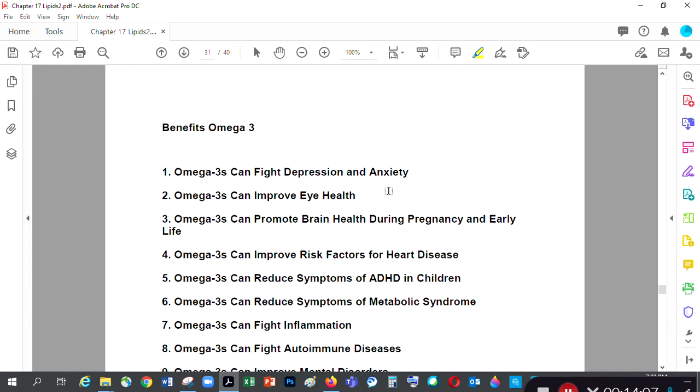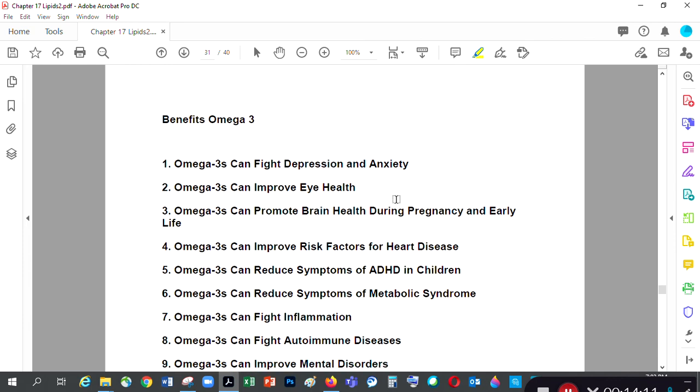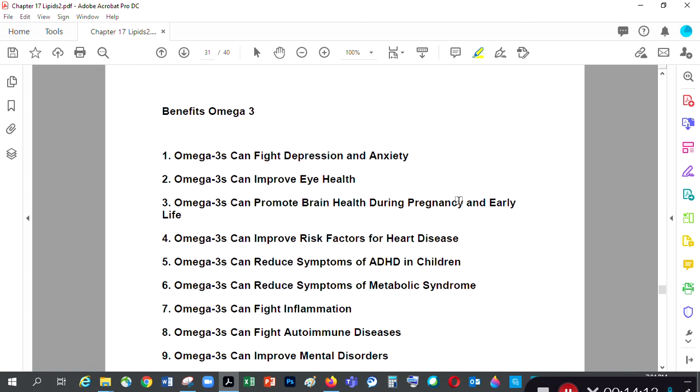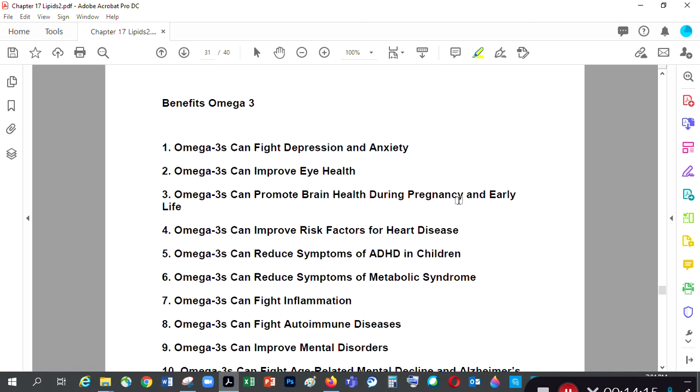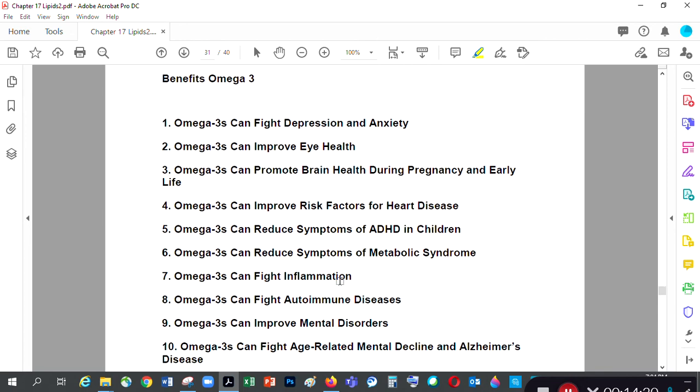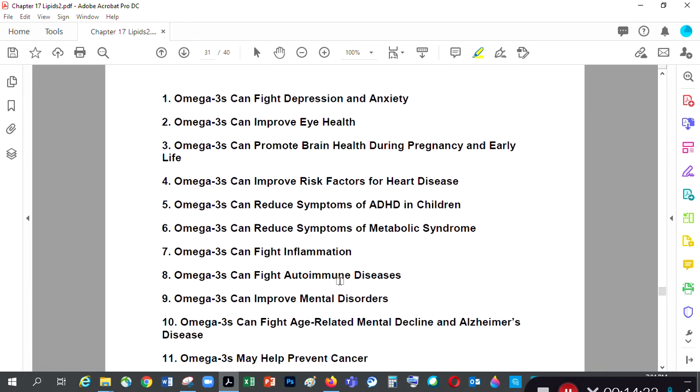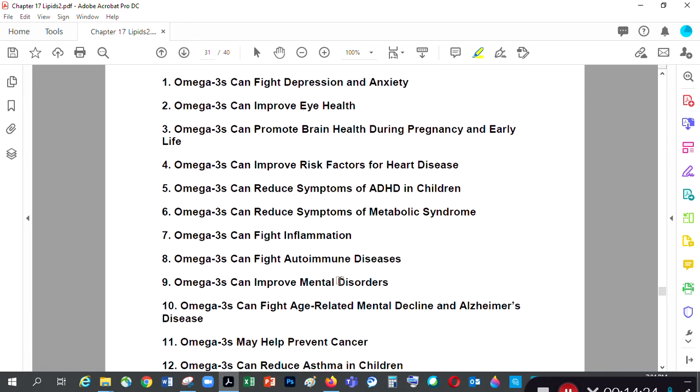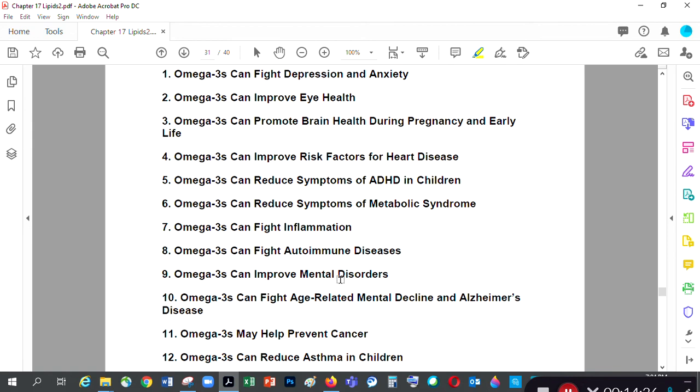They improve eye health, correct? They promote brain health during pregnancy and early childhood. They improve risk factors for heart diseases. They reduce symptoms of ADHD in children. They reduce symptoms of metabolic syndrome. They fight inflammation. They can fight autoimmune disease. And the list goes on and on and on.